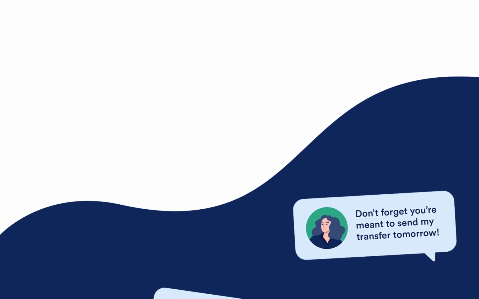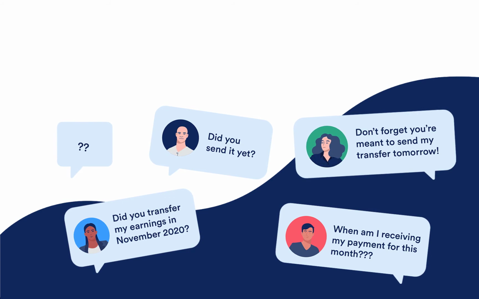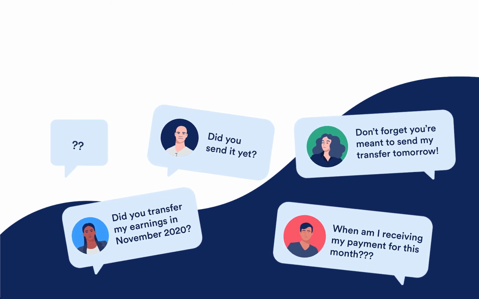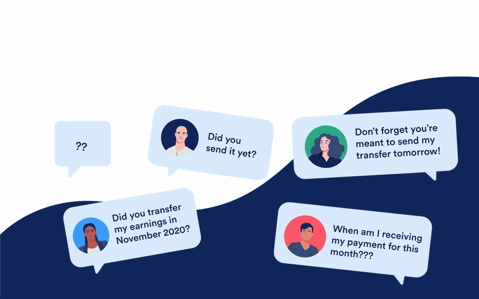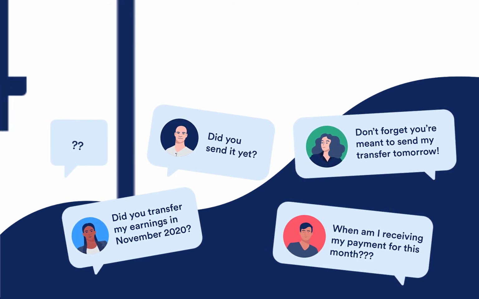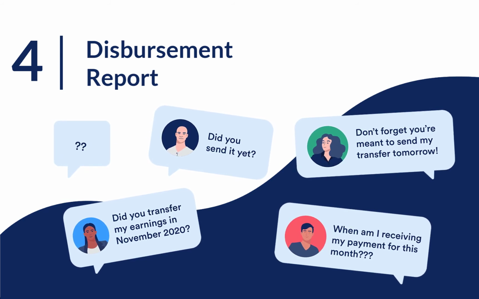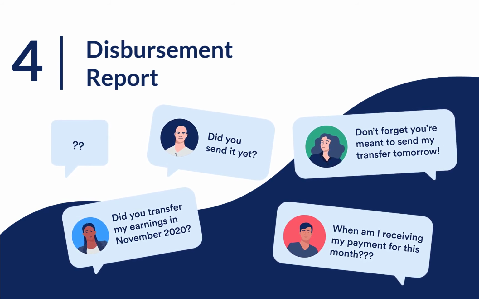How many calls or emails do you tend to get from your owners every month asking if their payments have been made yet? Probably more than you'd like to be getting. And trying to manually track down a payment each time can result in hours taken out of your days. With that in mind, we created our next report, the Disbursement Report. This report will show you the payments you've made to your owners over any designated period of time.